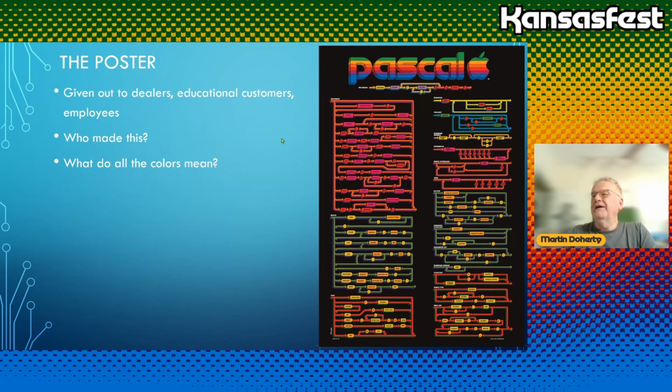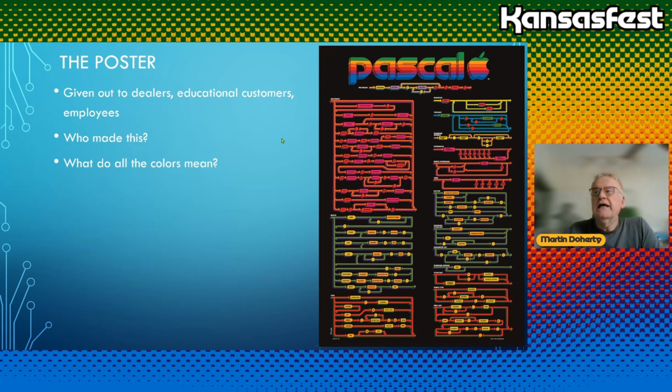Now this poster, this was so much fun and really iconic. A lot of people saw this hanging on walls in programmers' cubicles and in dealerships and so forth. So it's a Pascal syntax diagram. It's meant to be a ready reference. You can look up here and you can see how to define a procedure, how to define a function, what are the options for defining variables and data types and various types of executable statements.